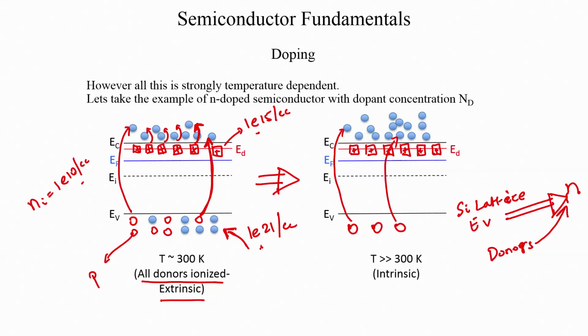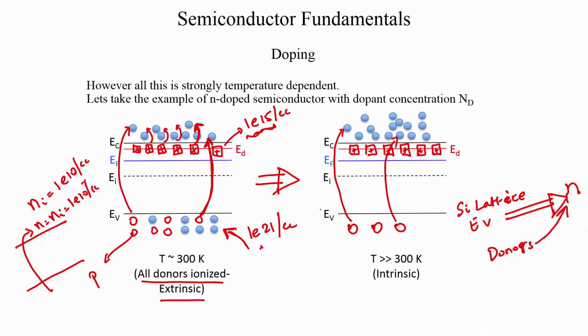So, at T equal to 0 Kelvin, N was 0, P was 0, nobody contributed anything. At T equal to 300 Kelvin, in a pure intrinsic semiconductor, the N count would have been equal to Ni, which is 1E10 per cc. But since we have doped it with 1E15, the N count is going to be closer to 1E15, that is 5 orders of magnitude greater than what an intrinsic carrier count would have been.